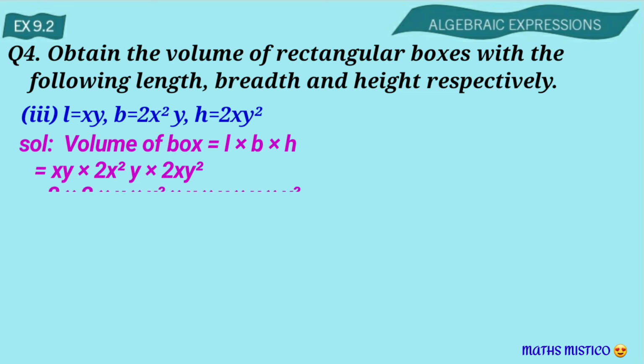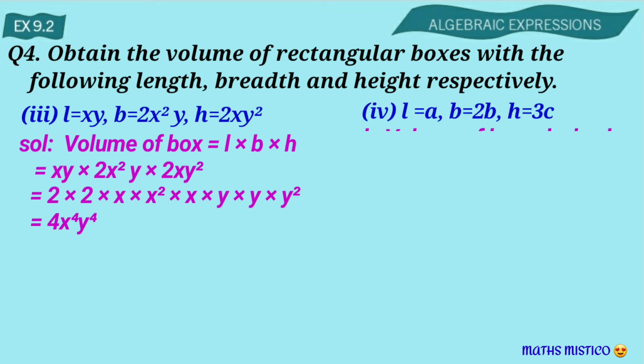And we have 2 into 2 into x square into x into y into y into y square. Add the powers of x and also the powers of y. So 4x raised to power 4, y raised to power 4 is the volume of this box.